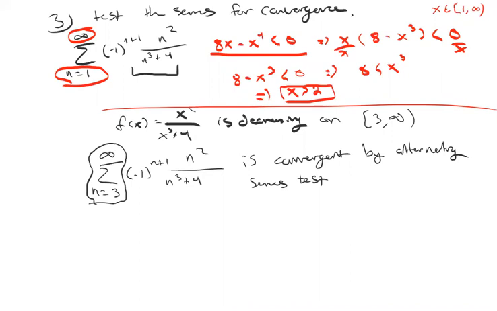Okay, so therefore the full series, the sum from n equals 1 to infinity of minus 1 to the n plus 1 times n squared over n cubed plus 4, is convergent.